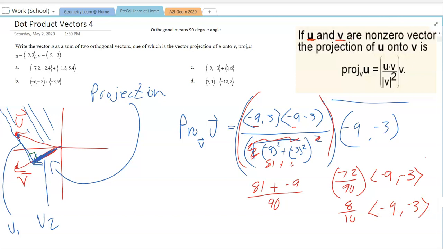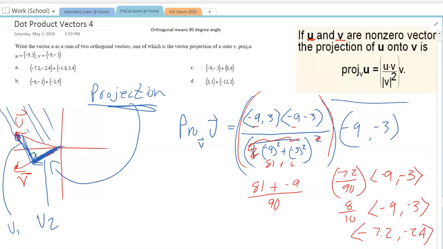Okay, so multiply those, 0.8 times negative 9 we get negative 7.2. And what do we get? 2.4, looks like, yeah. So negative 2.4. So that is our projection. That should be this blue piece over here that we had, the projection, and that is one of the two orthogonal 90-degree vectors we could add together.